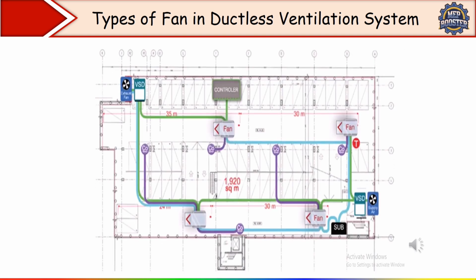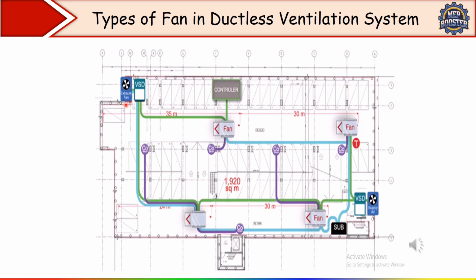Now here you can see the plan view of the ductless system. This is our exhaust supply air fan. Here we have an exhaust air fan. VSD is also there, variable speed drive. What is the function of VSD? VSD or VFD, both are similar. A variable speed drive is used to regulate the speed of a fan.